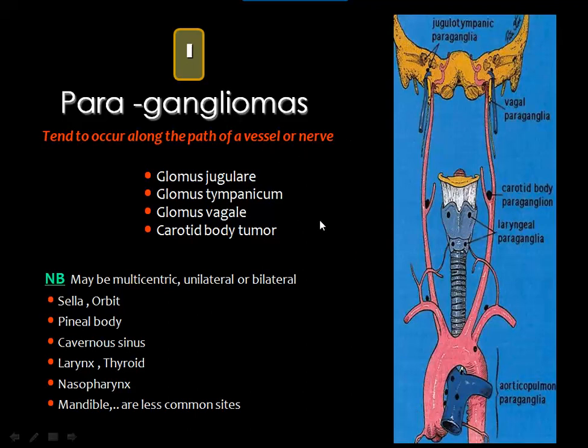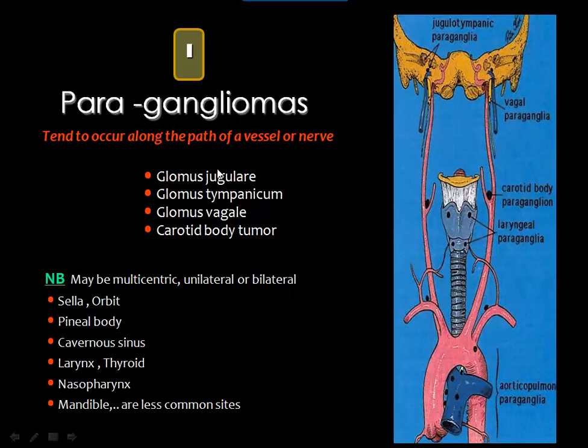The paraganglioma or chemodectomas or glomus tumors are located at many sites in the head and neck, and there are 4 common sites and many other less common sites. The 4 are located at the glomus jugulare in the jugular fossa, the glomus tympanicum inside the middle ear, the glomus vagale along the course of the vagus, and the carotid body tumor, which is located at the bifurcation of the common carotid artery between the external and the internal carotid.